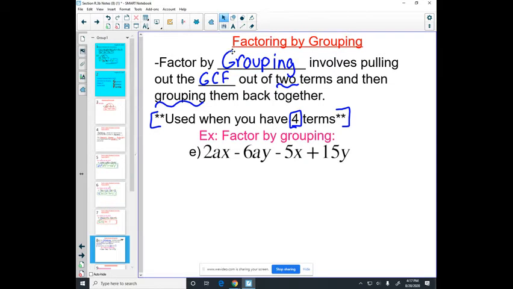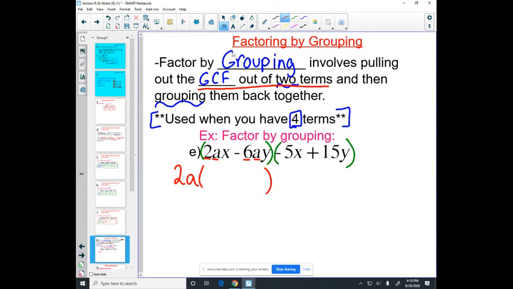So let's do exactly what it says. I'm going to group the first 2 terms together and the last 2 terms together. That's why it's called grouping. Then I'm going to pull out the GCF out of those 2 terms, just like it says here. So as we look at the first group, 2ax minus 6ay, 2 and 6 are both divisible by 2. So I'm going to pull out a 2 out of both of those. Looks like they also share an a, so I'm going to pull out an a. I can't pull out an x though because there's not an x in both of them. And I can't pull out a y because there's not a y in both of them.